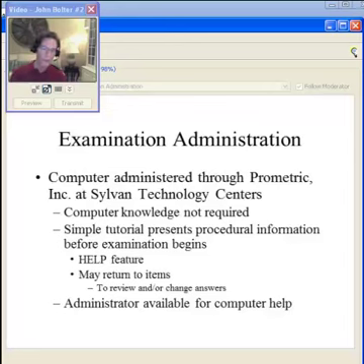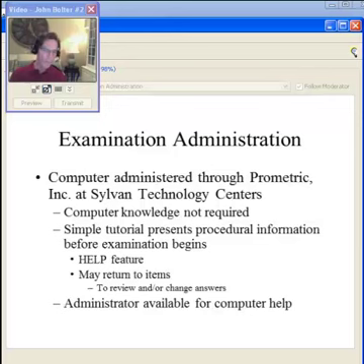It's administered through Prometric. Computer knowledge is not required, but we all have at least a rudimentary understanding of computers. A simple tutorial presents procedural information before the examination begins, so it tells you how to answer.